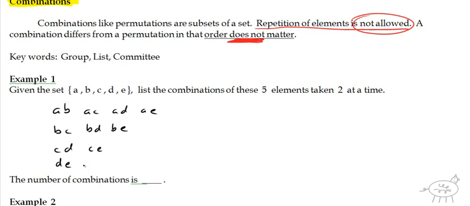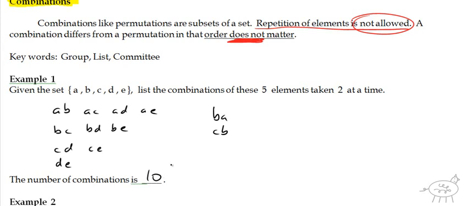Right? So the order doesn't matter. Because if order mattered, I would be listing BA, and I'd be listing CB, all those different things. But BA is the same thing as AB, CB is the same thing as BC. So if I count them, 1, 2, 3, 4, 5, 6, 7, 8, 9, 10, the number of combinations is 10.